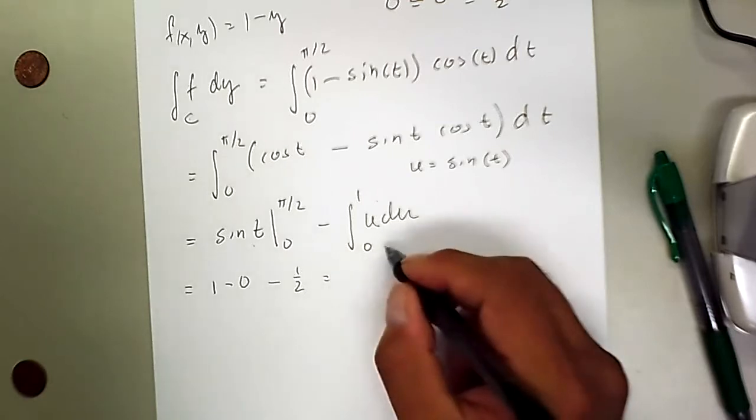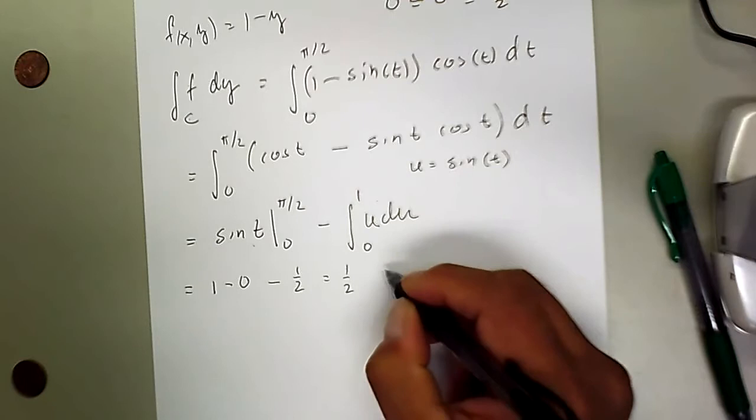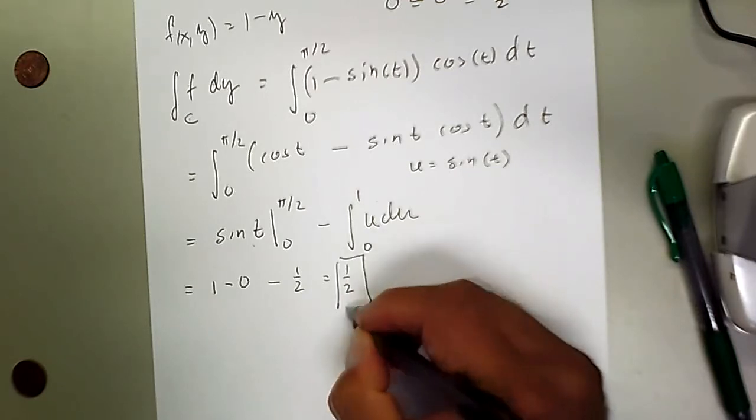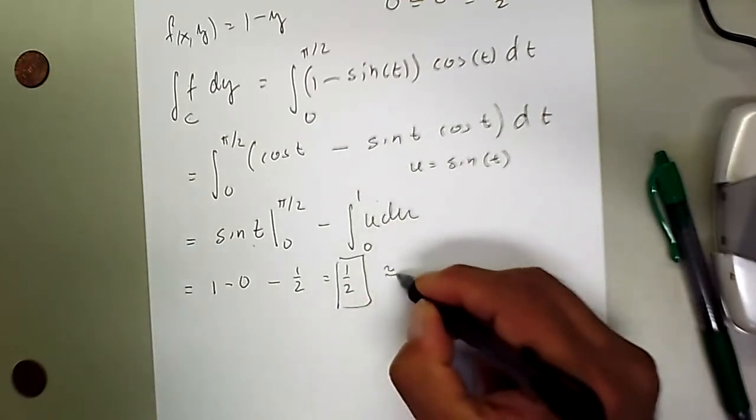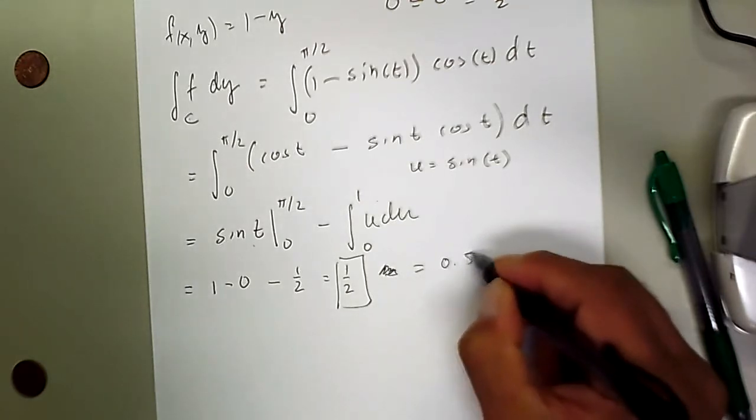Or you still get 0, rather. So 1 minus a half is a half. There we go. So there is the final answer for example 3, which is, oh, it's not an approximation. It is exactly 0.5. Yep.